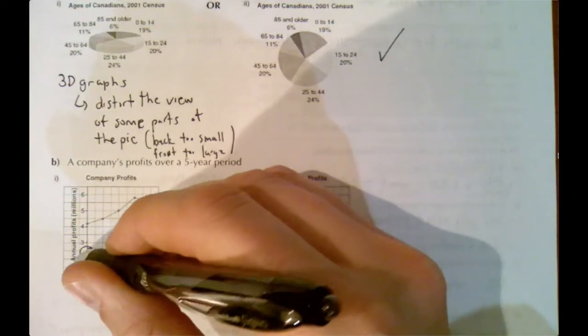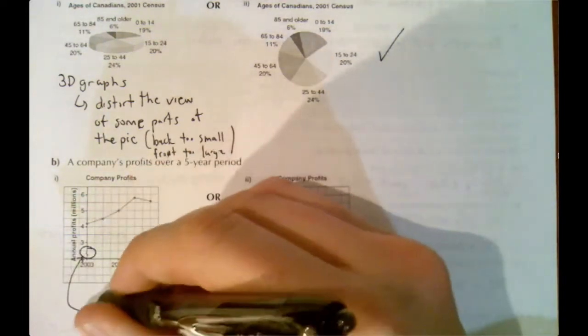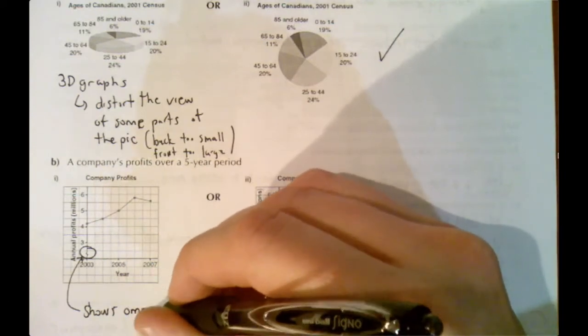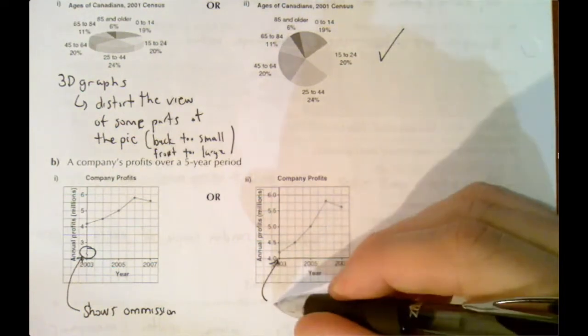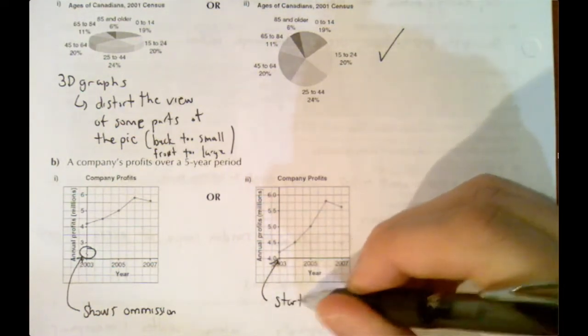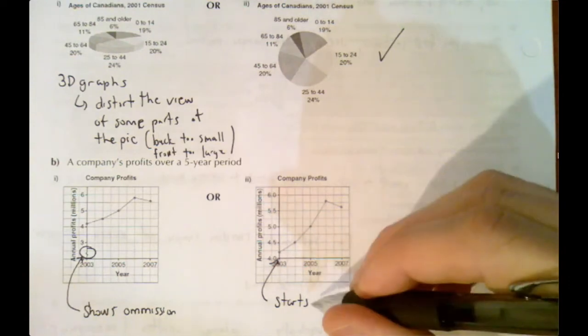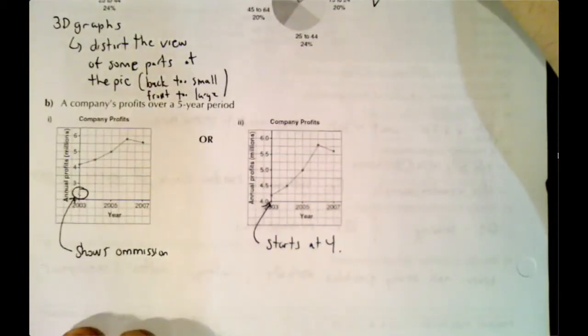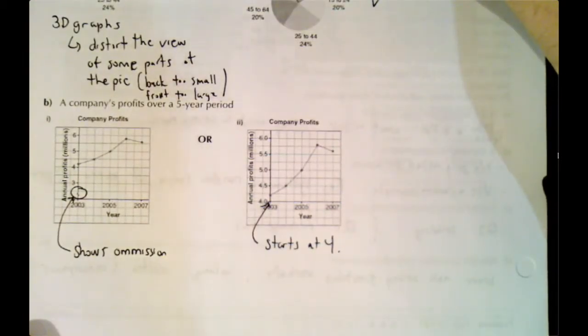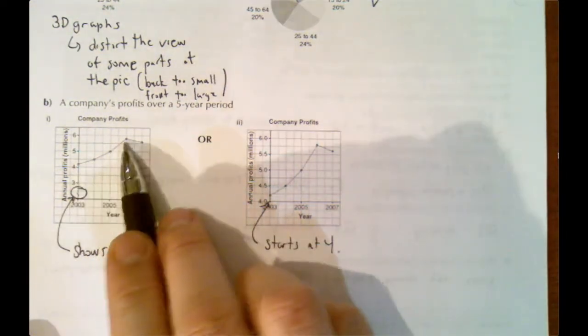Well, this graph shows an omission. This graph starts at 4 and doesn't show an omission. So the second graph makes it look like the company's profits went significantly more up, whereas this one showed less.